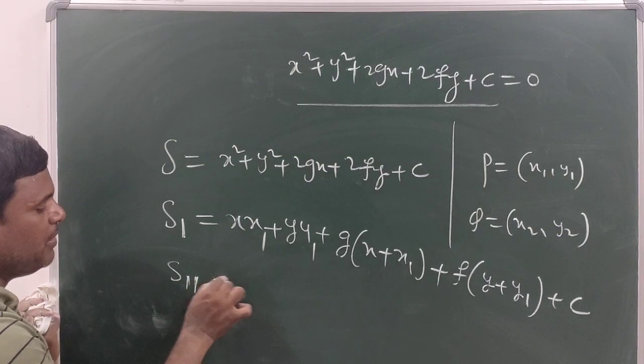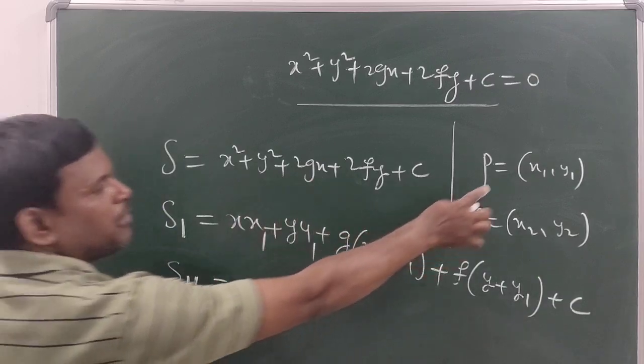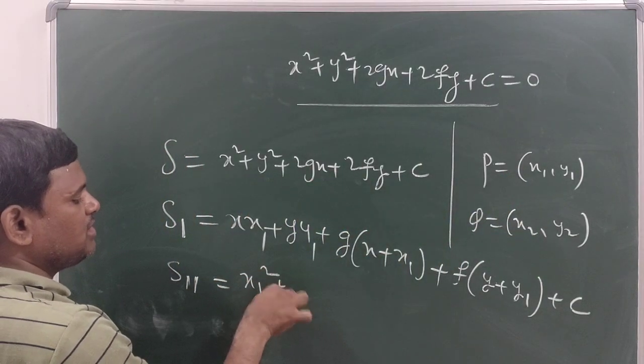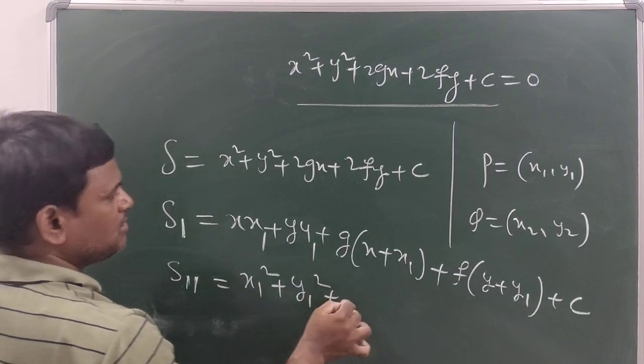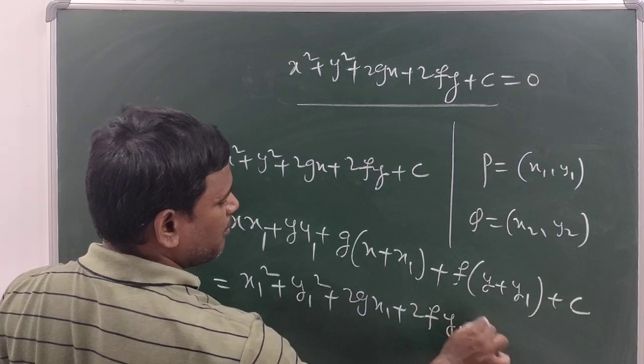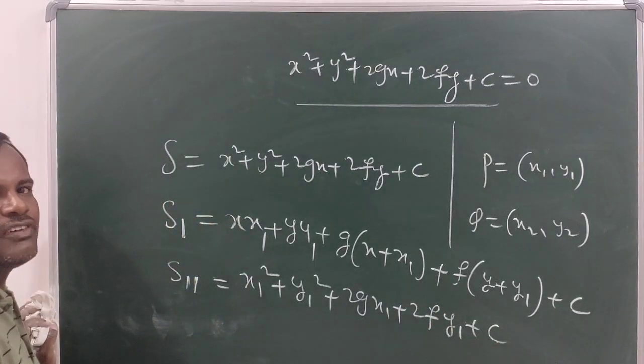And next, S11. This is very important. Directly this point should be substituted in the place of x and y. See here, x1 square plus y1 square plus 2g x1 plus 2f y1 plus c. This is S11.